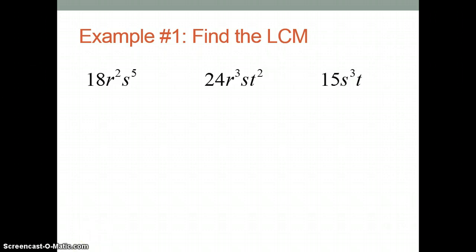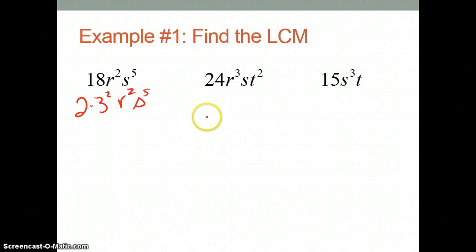We're going to first work on finding the LCM, or the least common multiple of 3 terms. The easiest way to do this is to factor each term and see the maximum number of times a number or a variable is a factor, and we're going to take that. So we're just going to start by factoring it. If you factor 18, you get 2 times 3 squared, so 2 times 3 times 3, and I did this by making a factor tree. And then I have r squared and s to the 5th.